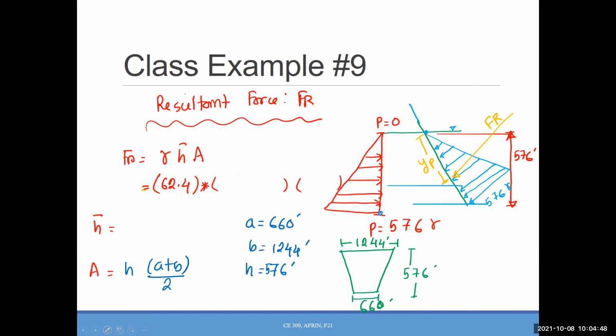We said that A is the smaller one, 660, and 1244 is actually B, and 576 is actually H. And we also wrote that here as well. Now, can you calculate the area very quickly? 576 times (1244 plus 660) over 2. 548,362. Okay. And the unit will be? Okay. So area is done.